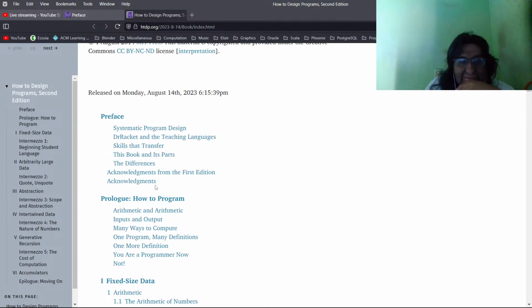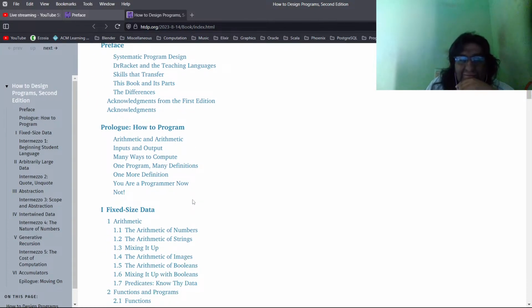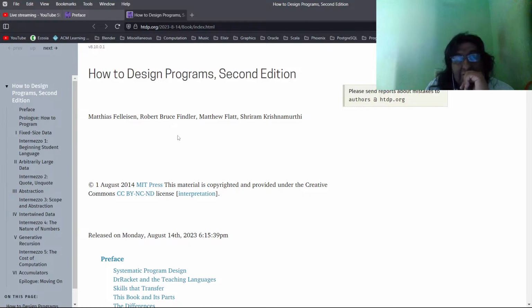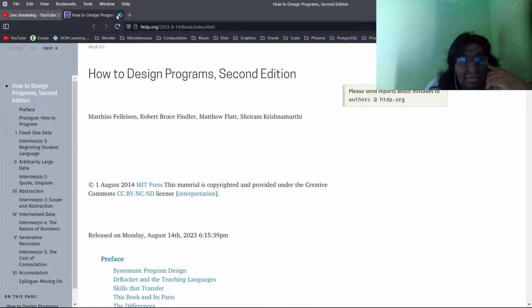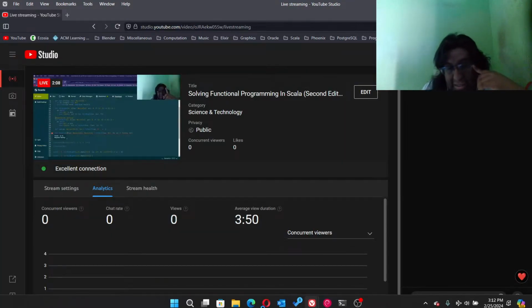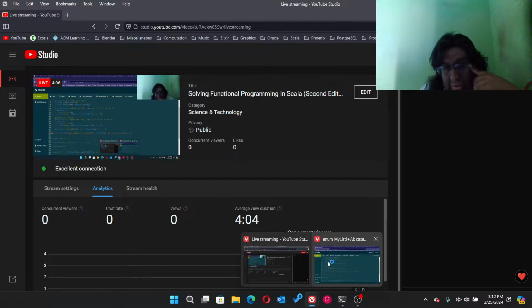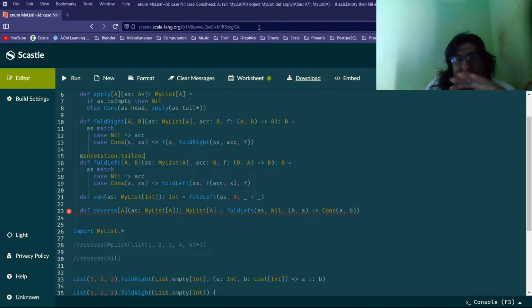This is a great book. It uses Racket, a dialect of Racket. How to Design Programs, second edition. I saw this book in the article Teach Yourself Programming in 10 Years by Peter Norvig, who is a great computer scientist. So, okay, back to our tinker until it works. And this URL is now in the description.